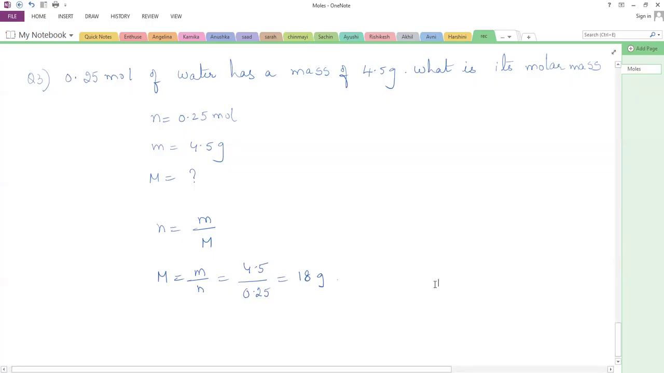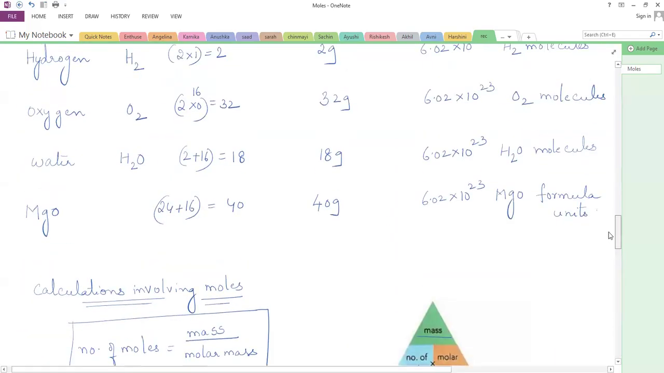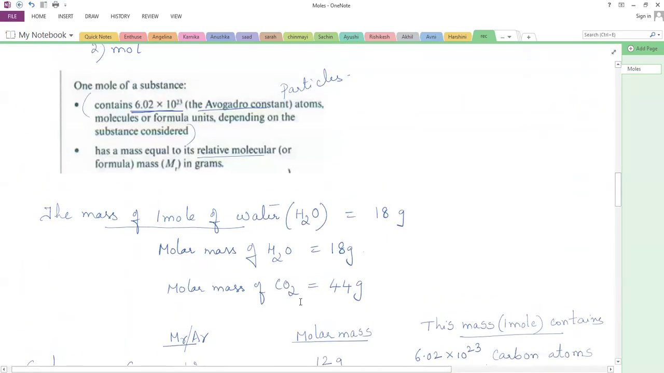So this is the concept of moles. A mole is nothing but a counting unit. It is the amount of the substance. One mole of any substance has Avogadro number of particles, and those particles can be atoms, molecules, or ions. And it has a mass: one mole of any substance has a mass equal to its relative molecular mass expressed in grams.